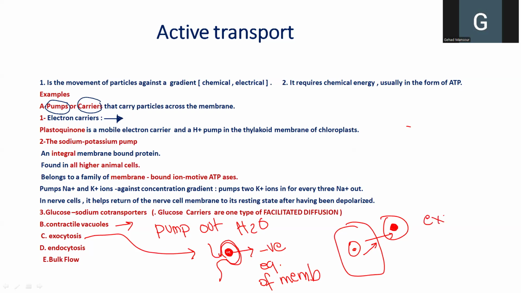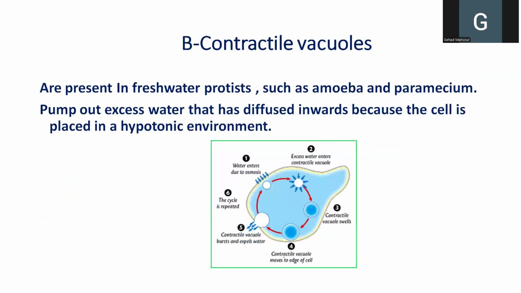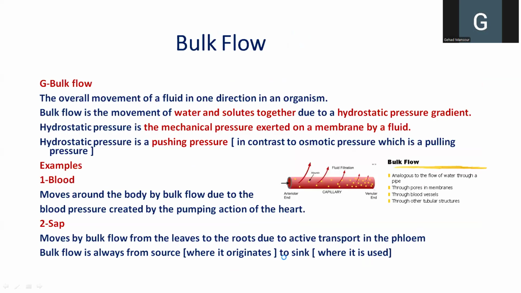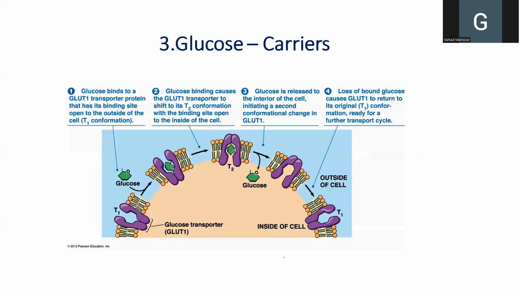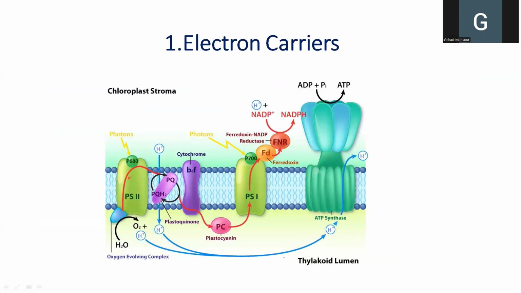Similarly, opposite to exocytosis, we might have endocytosis, in which case the cell membrane invaginates to accommodate the molecule that wants to enter the cell, and then a vesicle is formed, and then this vesicle would move inwards. So both exocytosis and endocytosis are active processes, and we also have the bulk flow. I don't know whether we are going to study it in detail. Yes, we will be studying it in detail later on. The bulk flow is a type of active transport.